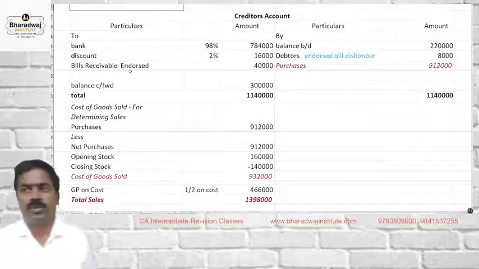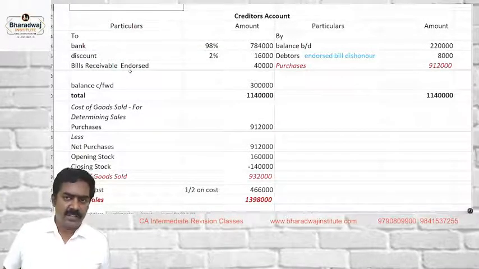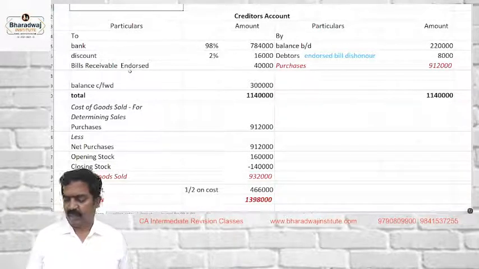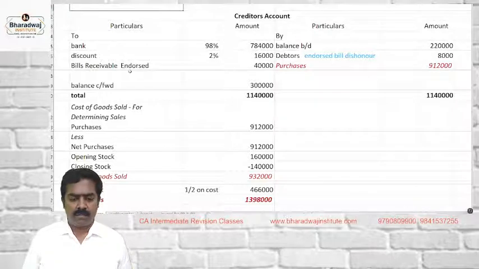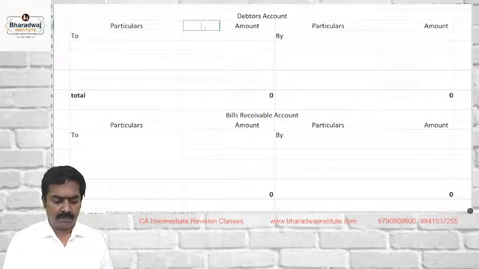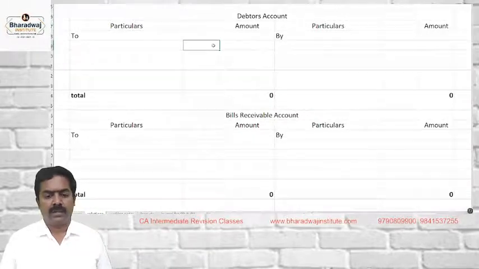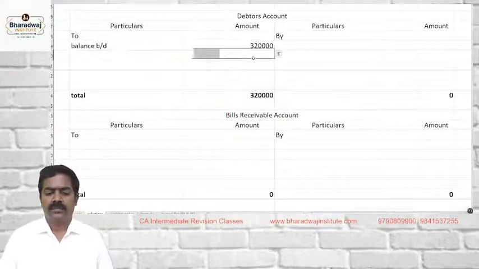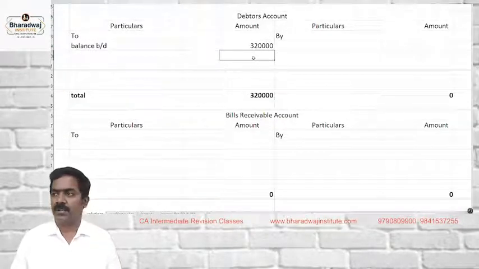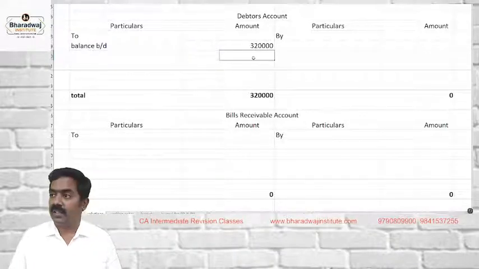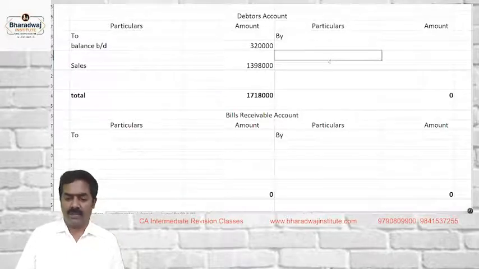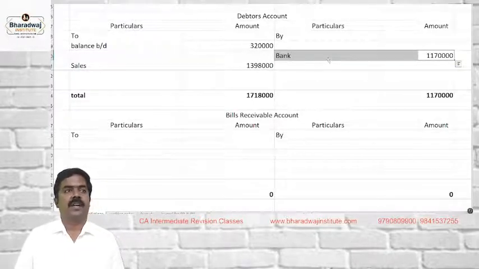Please prepare both. Which one? Debtors and bills receivable together, please prepare. Debtors account. What is the true balance brought down? 3,20,000 is the true balance brought down. Then, are we given credit sales? Yes, we worked out how much? 13,98,000.